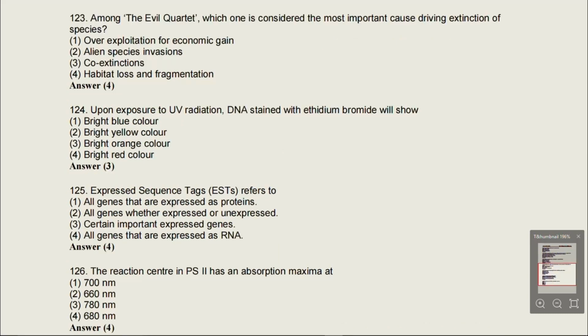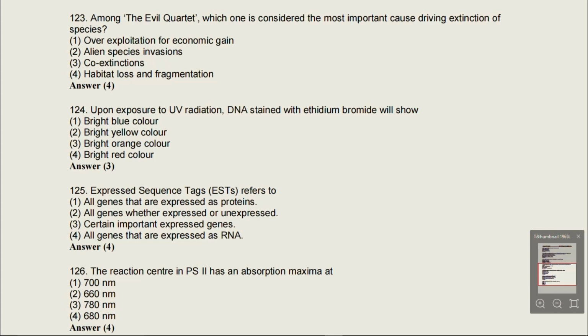The next question is: among the evil quartet, which one is considered the most important cause driving extinction of species? So the answer is option 4, habitat loss and fragmentation. This question is taken from Unit 10 Ecology, Chapter 13 Biodiversity and Conservation.